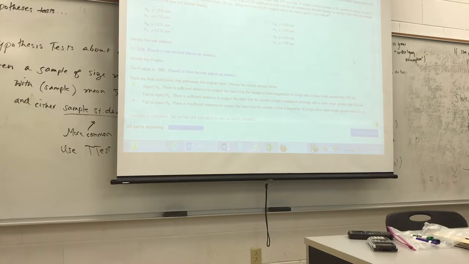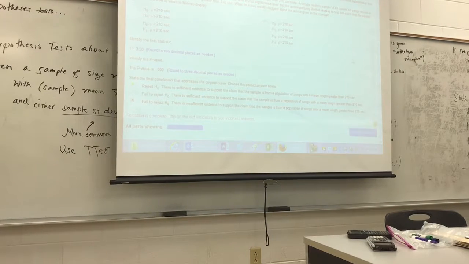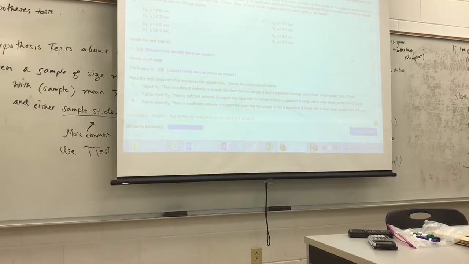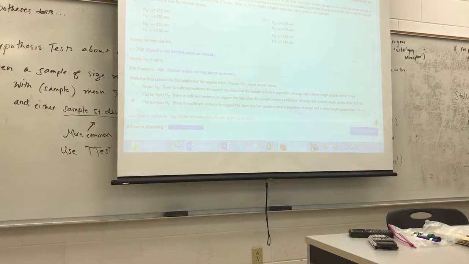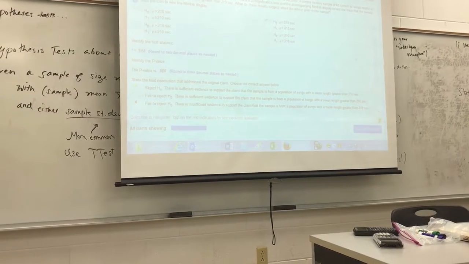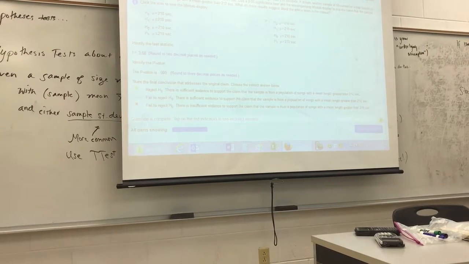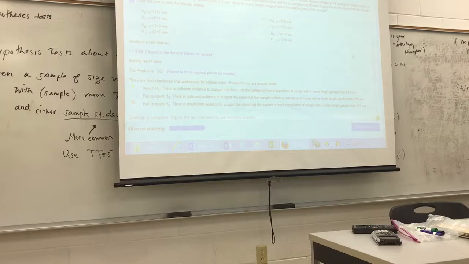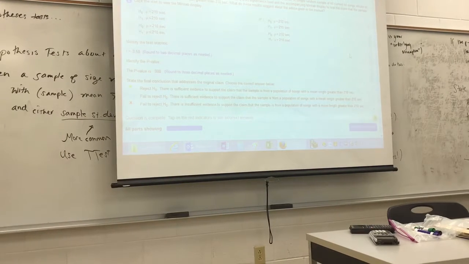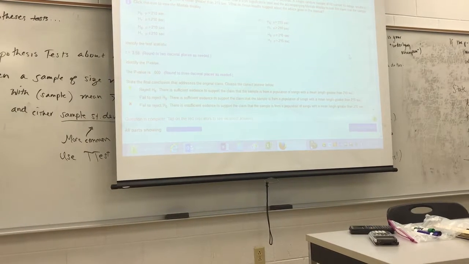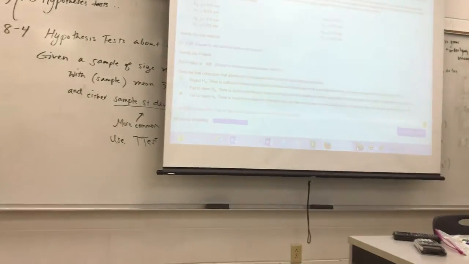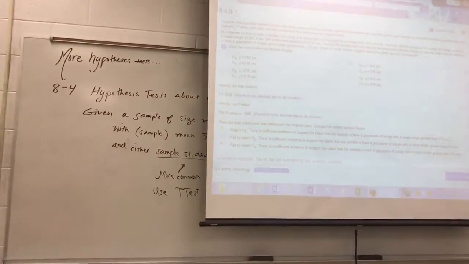Alright, so this one says, assume that a simple random sample has been selected from a normally distributed population. Those are the things that have to happen to make this work. Test the given claim. Identify the null and alternative hypothesis. They use alternative. I've always heard it as alternate, but same thing. Test the test statistic, p-value, and state the final conclusion that addresses the claim.